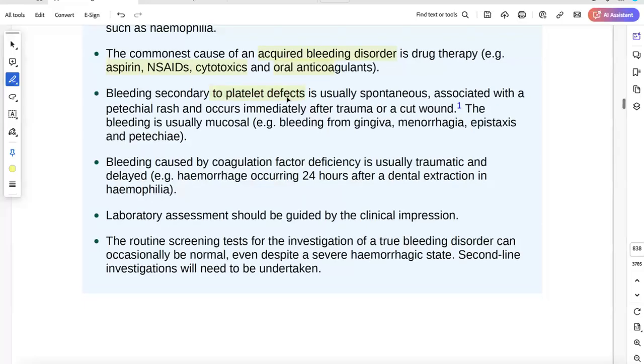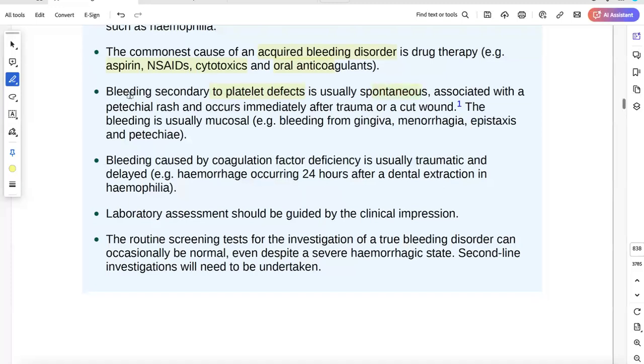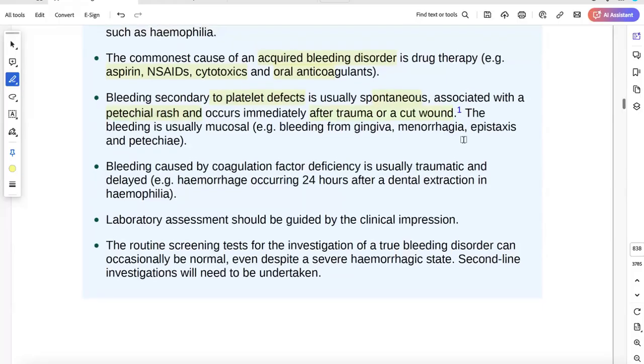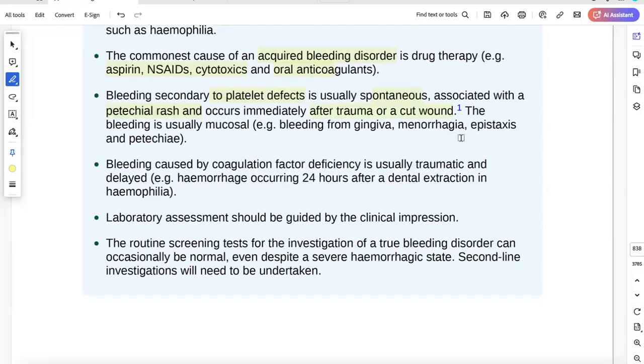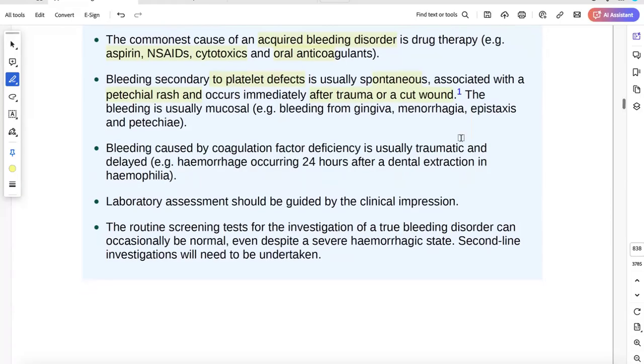So bleeding secondary to platelets is usually spontaneous, associated with a petechial rash, and occurs immediately after a trauma or cut. So that's very important, that if there is lack of platelets or platelets are not functioning well, then the patient usually comes with excess bleeding immediately after a trauma, and those are very spontaneous. And bleeding can be usually from mucosa, like bleeding from the gums, menorrhagia, epistaxis, petechiae. So these are usually mucosal bleeding that we normally get in platelet defect.